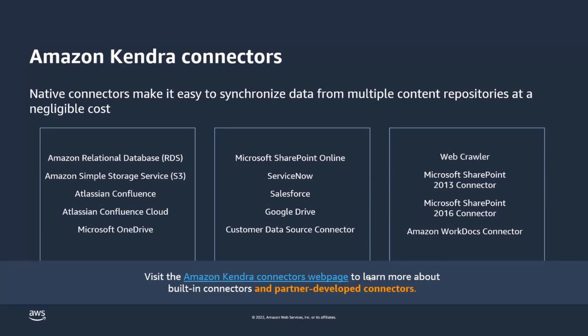With Amazon Kendra connectors, it makes it easy to synchronize data from multiple content repositories at a negligible cost. Here are just some examples of the native connectors that we offer today. Currently, Amazon Kendra supports over 20 native connectors, and we also do have a variety of partner-developed connectors that are available as well. You can visit the Amazon Kendra connectors webpage to view all of the current native connectors and all of the current partner-developed connectors that we offer.